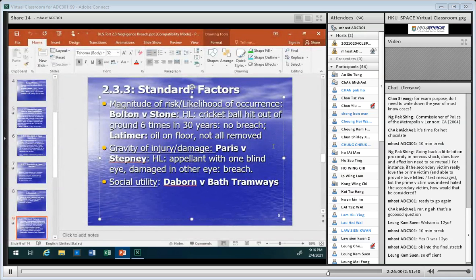All right, so it's one blind eye damaged in the other eye. Well, obviously now he's totally blind, so obviously it's much more serious than if you've got two eyes and lose just one. Okay, and then another interesting one is De Bourne, a Second World War case.